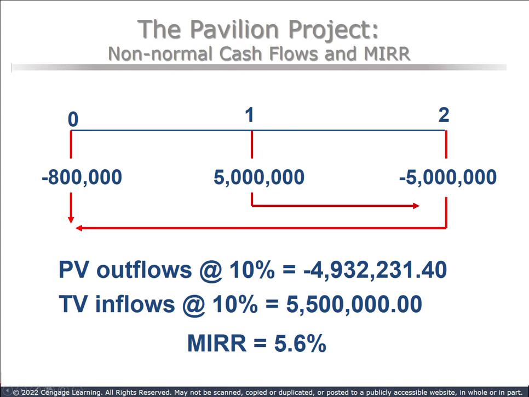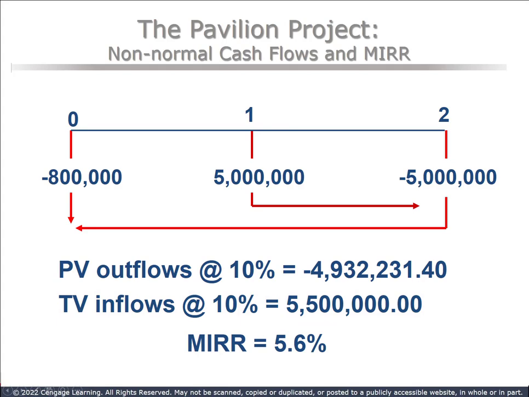With the Pavilion project, we have 2 outflows, time 0 and time 2. The cash flow at time 2 must be discounted back to time 0 and added to cash flow 0, which results in a negative $4,932,231.40. Future valuing the $5 million at time 1, you get $5,500,000.